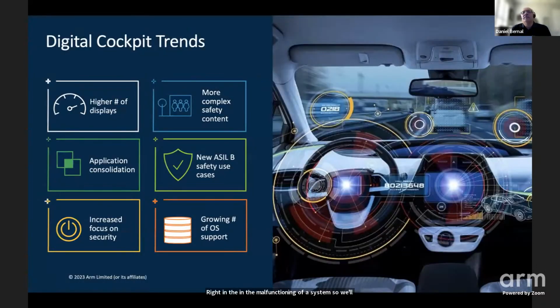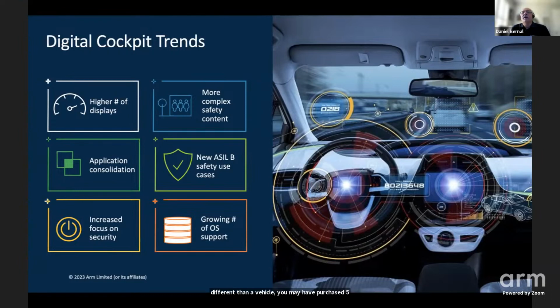But before we do that, we wanted to address some digital cockpit trends that we're seeing in the market, and these are nothing new. These are things that have been disrupting the automotive industry for many years now. I think if you buy a vehicle today, the vehicle cockpit in a new vehicle is much different than a vehicle you may have purchased 5 years ago.